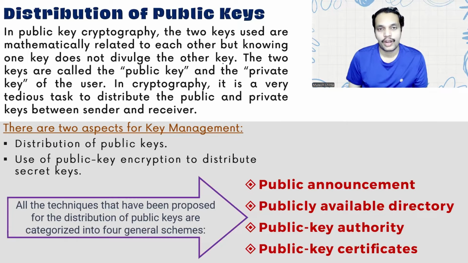Now, there are four techniques that are usually discussed which have been proposed for securely distributing the public keys. The first one is the public announcement. The second one is publicly available directory. The third one being public key authority. And the final one is public key certificates. Let us see each one of these things in detail.